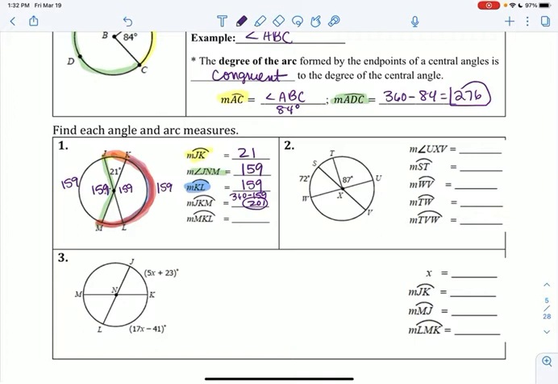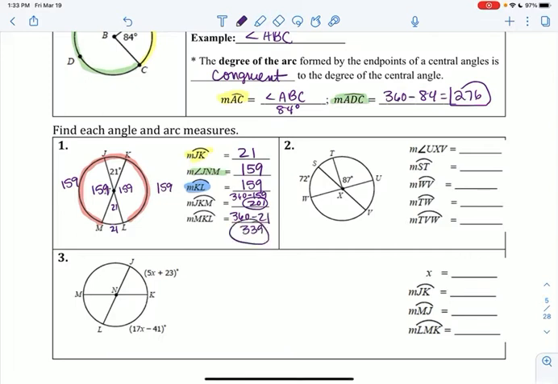And arc MKL. I'm going to have to erase some of what I had here so we can see. MKL is everything but that tiny little piece. And remember, if this angle's 21, this angle's 21, which makes this arc 21. So it's 360 minus 21, which is 339.